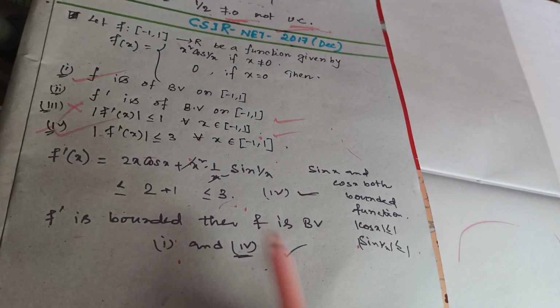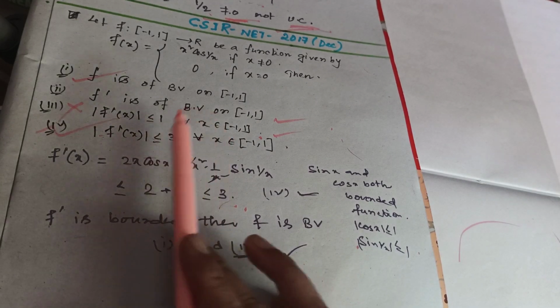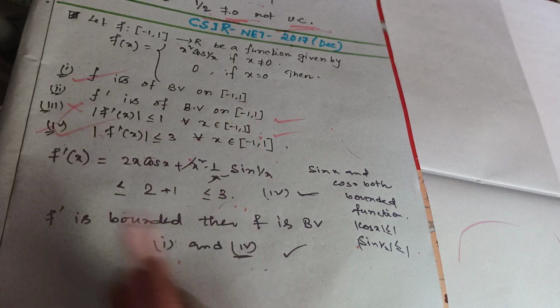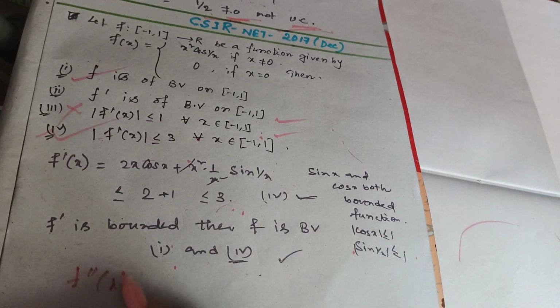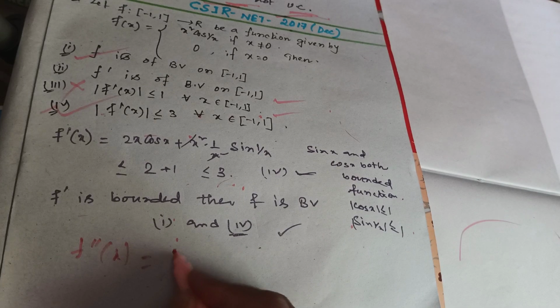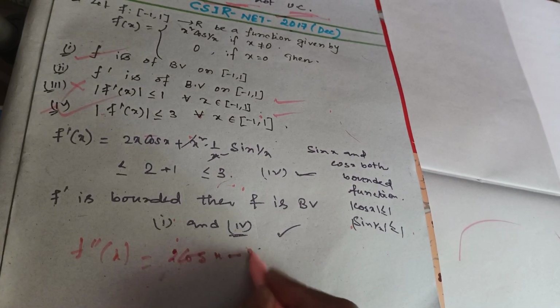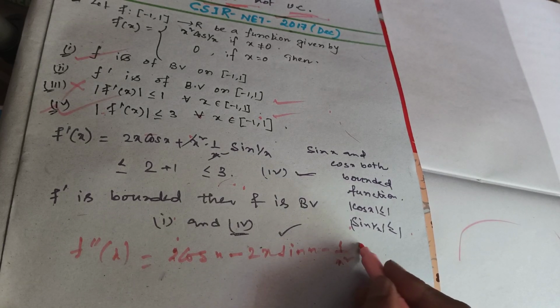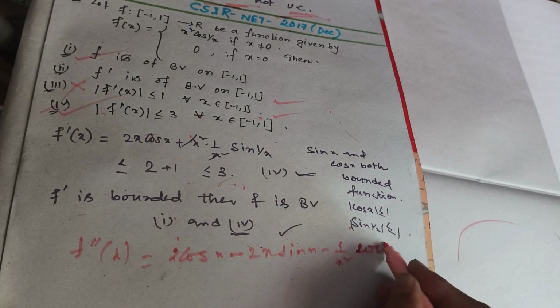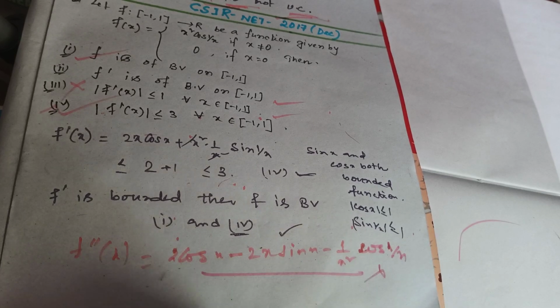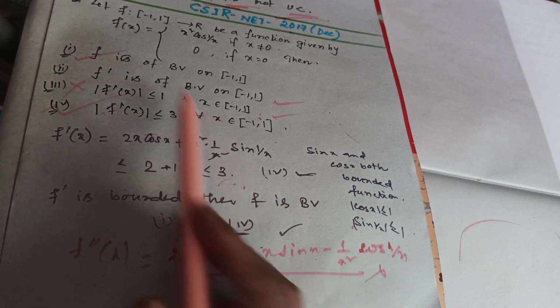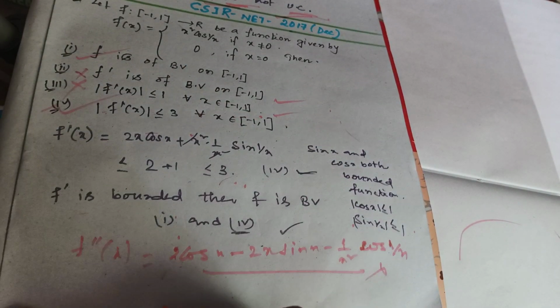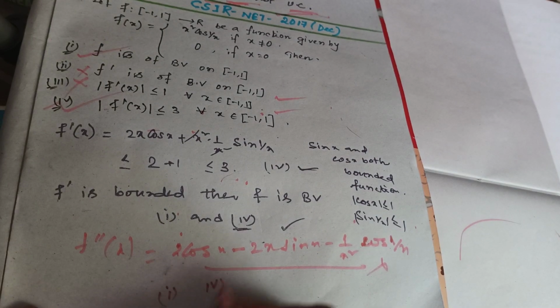And for the second option, f dash, if we find f double dash of x, we get 2 cos 1 by x minus 2x sin x minus 1 by x square cos 1 by x. This is not a bounded function, so we cannot say this is of bounded variation. It is also incorrect. So here the first and fourth options are correct.